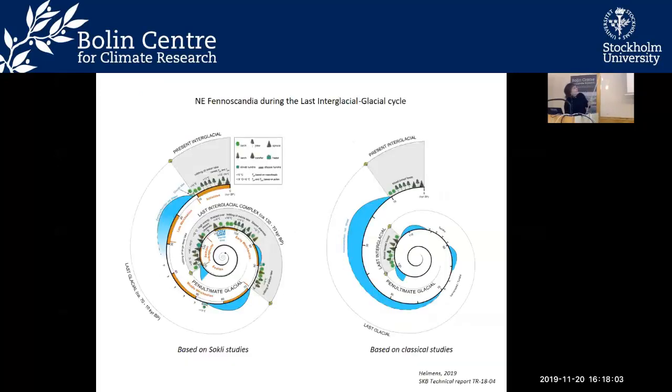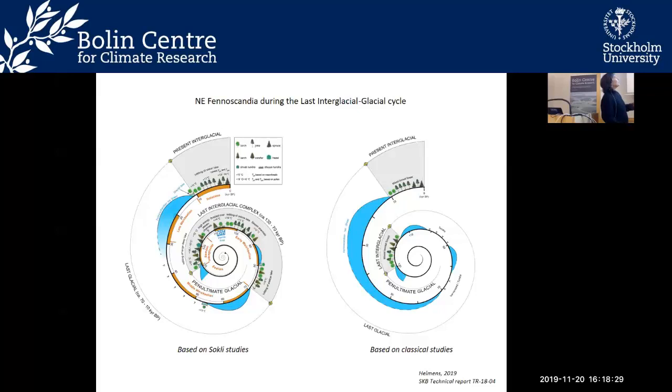So here are indicated the results from Sockley in a more fancy way. It was for a report for the industry. And so, summarizing, here is indicated how northern Fennoscandia would have looked during the last so-called interglacial-glacial cycle, based on earlier studies.